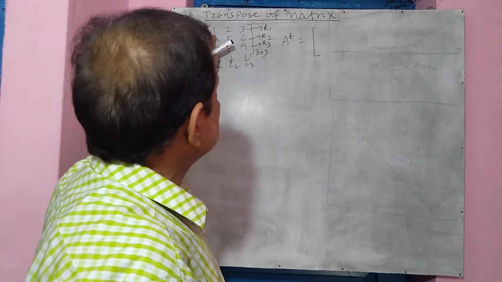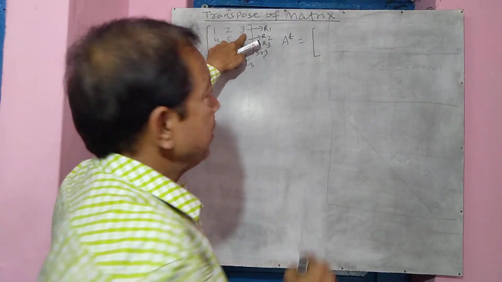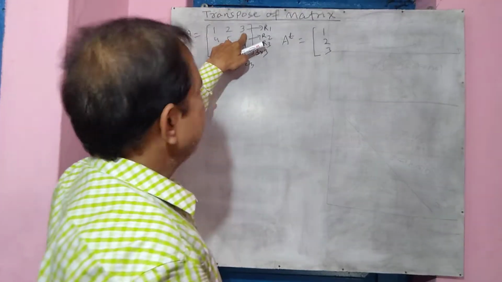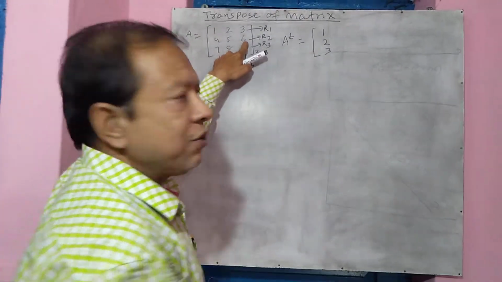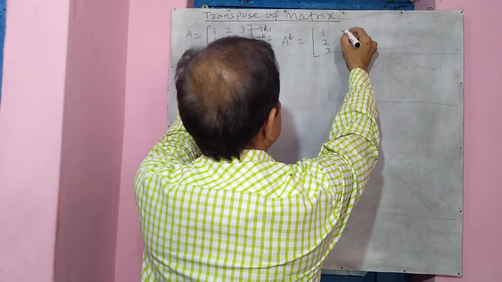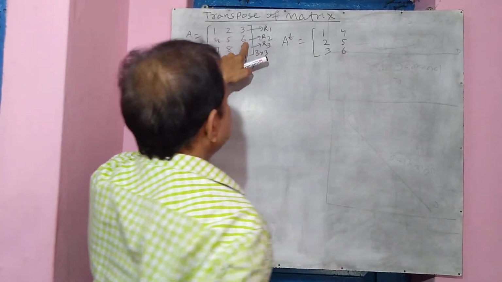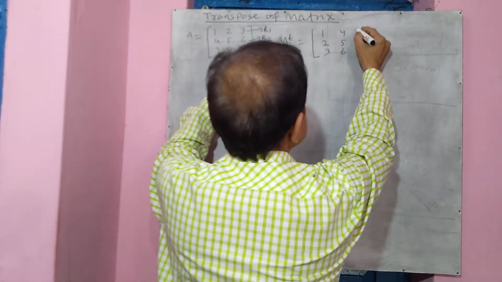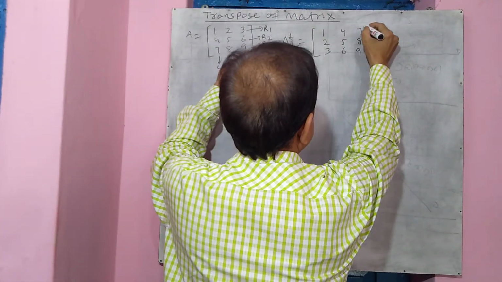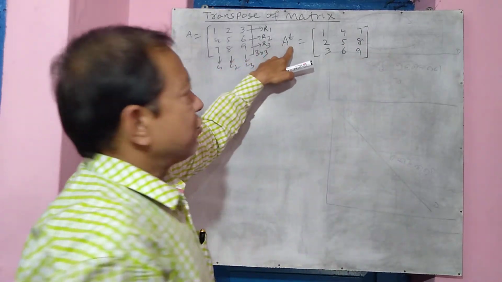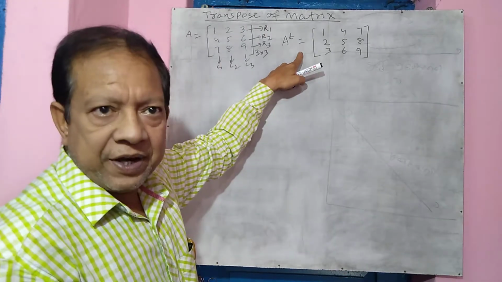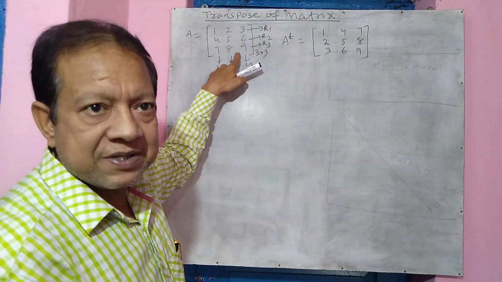Now if I change the rows, this is the first row, I will write it as the first column, 1, 2, 3. This is the second row, I will write it as the second column, that is 4, 5, 6. This is the third row, I will write it as the third column, that is 7, 8, 9. Now this is the transpose of the original matrix. So this is AT, the transpose of the first matrix.